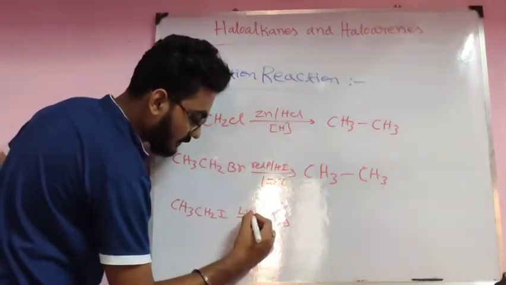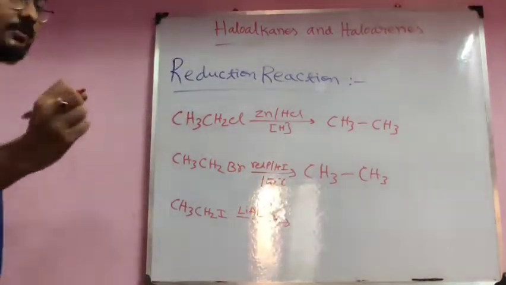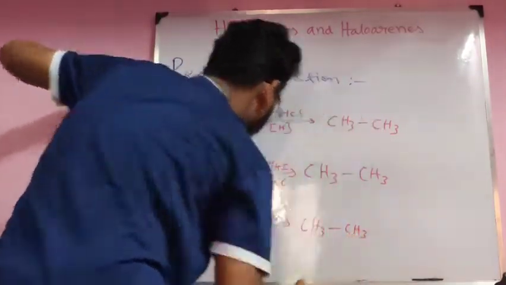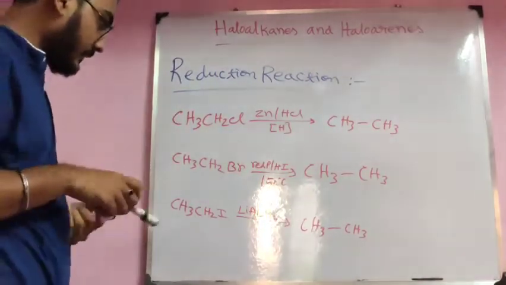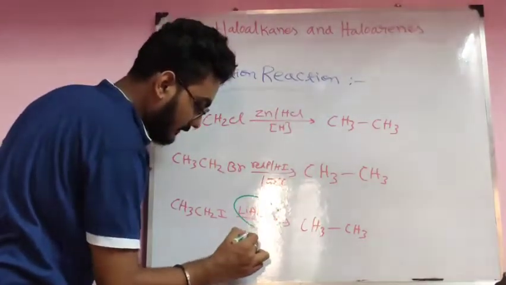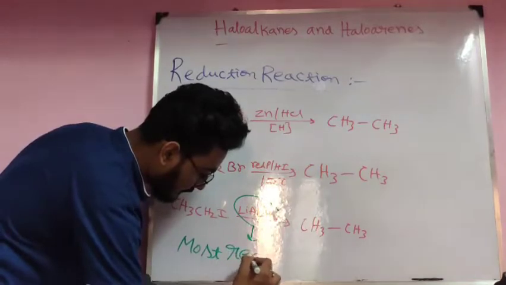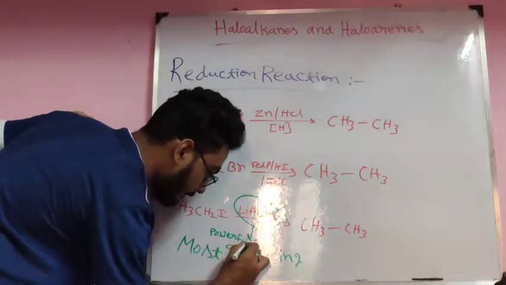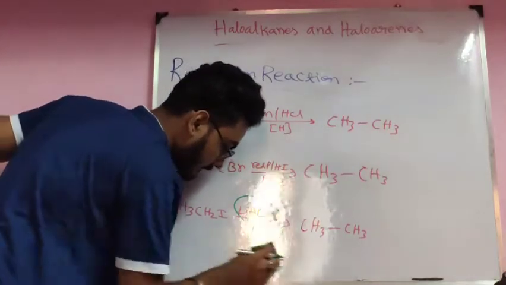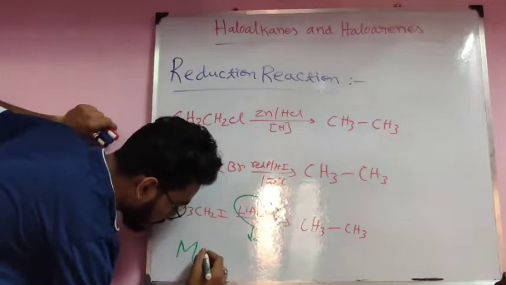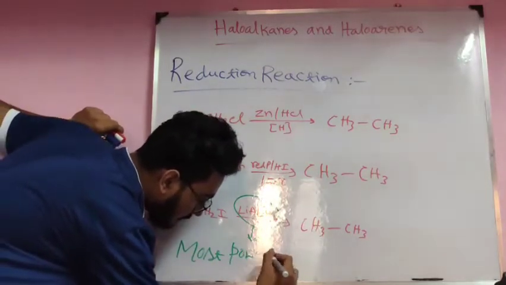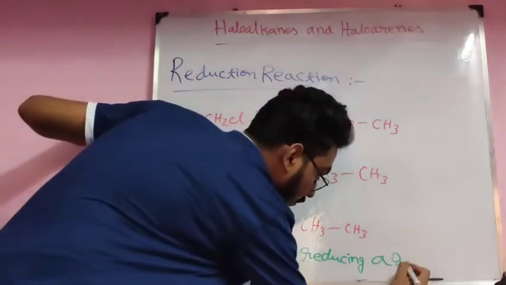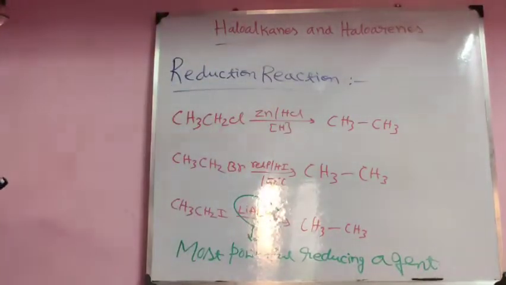If we give lithium aluminum hydride, the most powerful reducing agent, it forms ethane. Most powerful reducing agent is lithium aluminum hydride, LiAlH4.